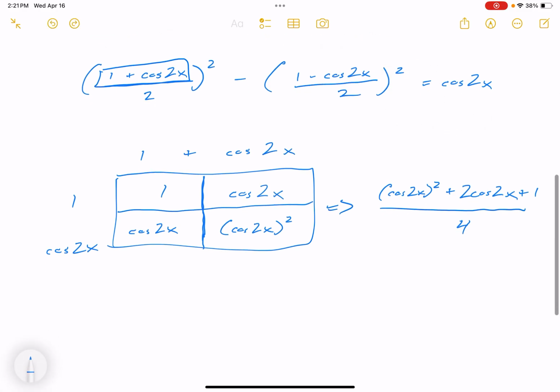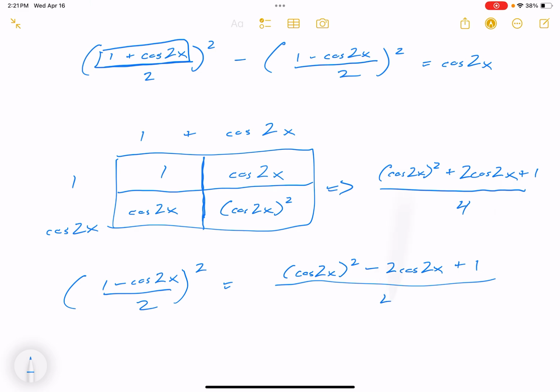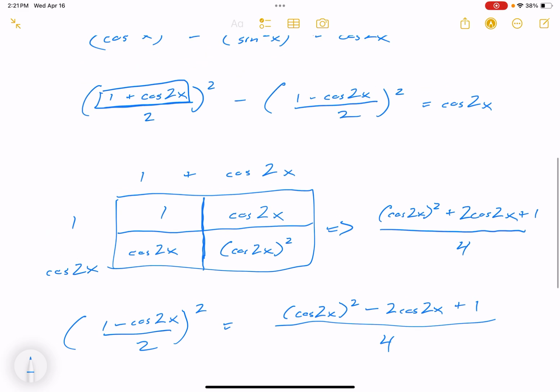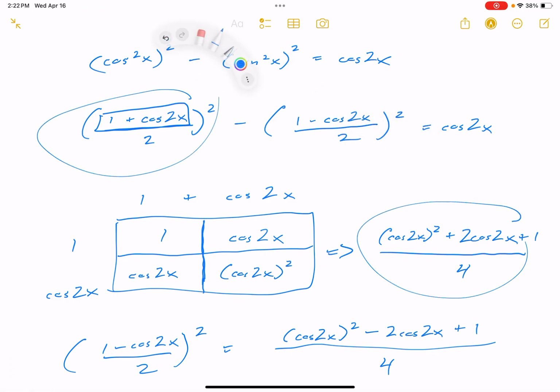Okay, now let's go ahead and do this other one. I'm not going to do the whole box method just for the sake of time, but this will give us cosine 2x to the power of 2 minus 2 cosine 2x plus 1 all over 4. Okay, so now we can go ahead and just plug these into this. Plug that into this and plug this into this, and then just solve.